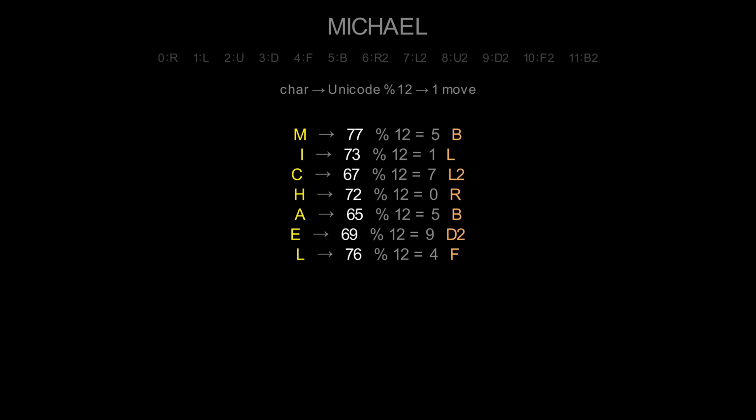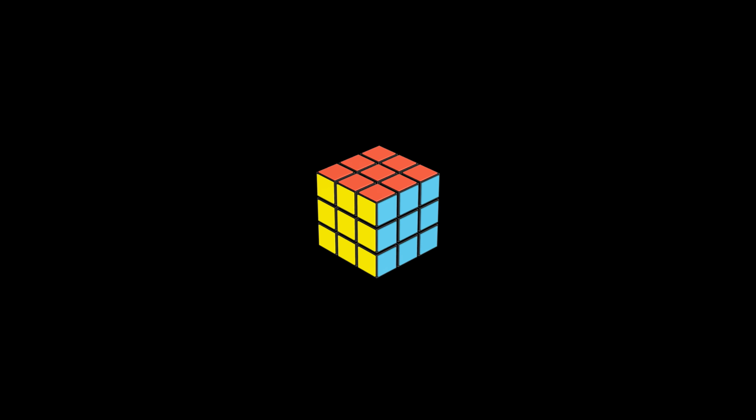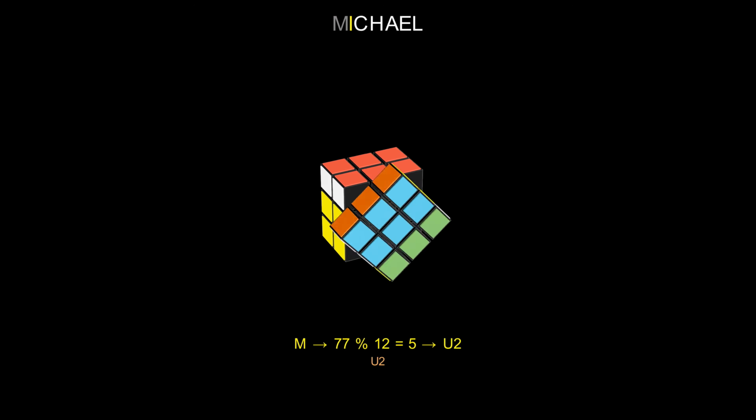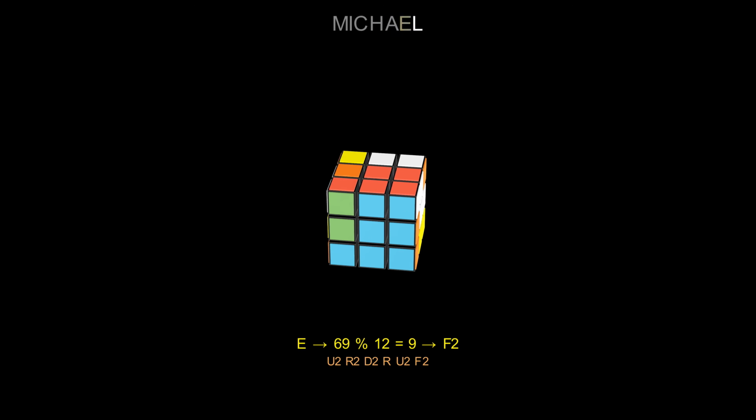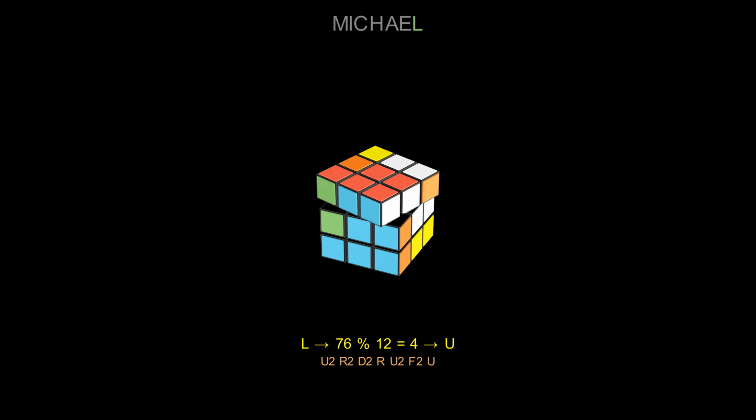Different characters can end up with the same move because there's thousands of characters but only 12 buckets. But it doesn't really matter because the cube's just there to look cool. It's fast, handles any language, and gets the job done.